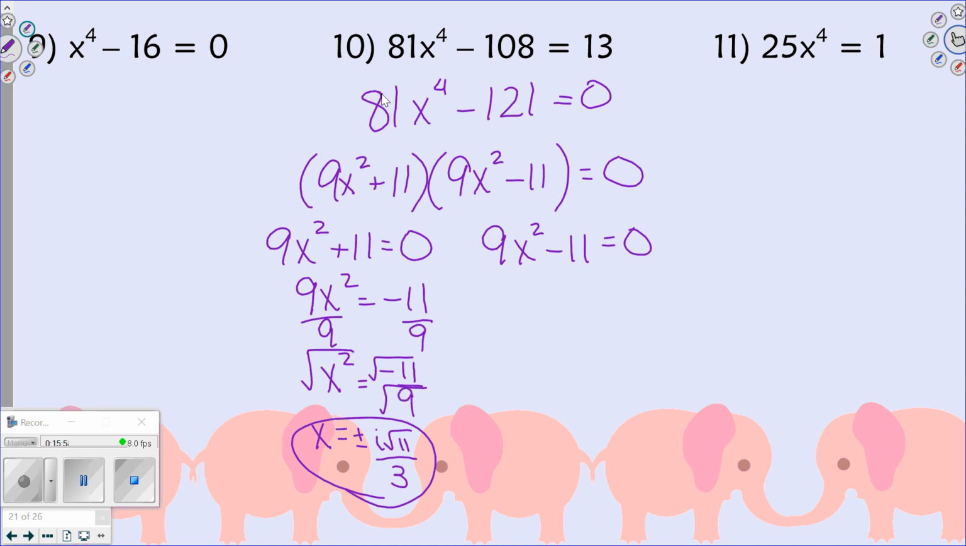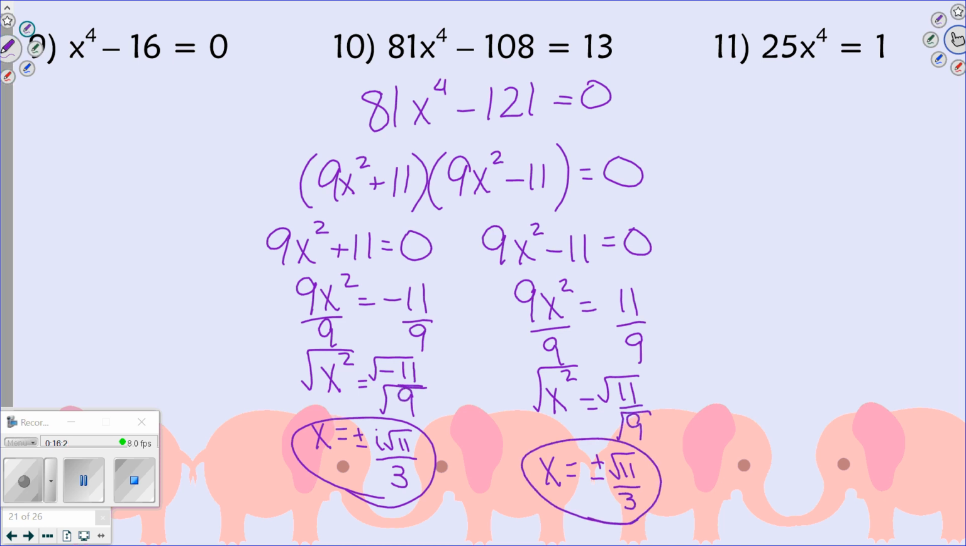All right, over here, are these going to be imaginary also? No, they're not. Because when I move the 11 this time, it becomes positive 11 divided by 9. So x squared equals 11 over 9. Square root, top, bottom. So plus or minus radical 11 over 3. Will I find that one on a graph? Yes. It will be an ugly fraction or ugly decimal on my graph, but yes, it will cross the x-axis.